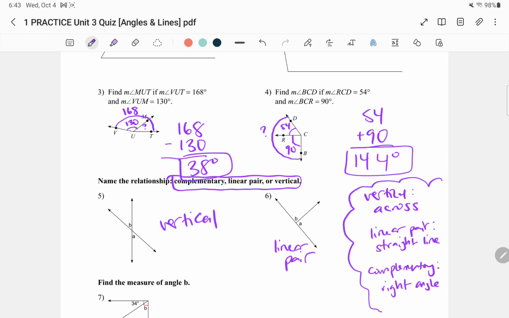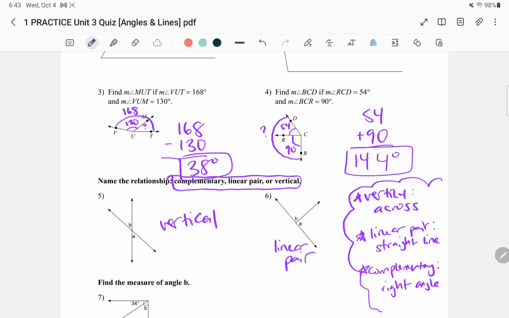So again, even though this is a practice quiz, it's not going to match up perfectly. Just 5 and 6 will be one of these 3 angle relationships, either complementary, linear pair, or vertical. So that's why I suggest you writing these down. You can pause the video.